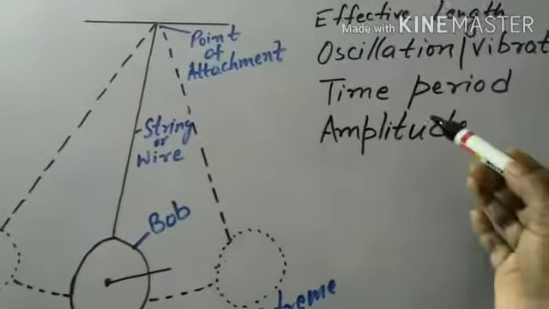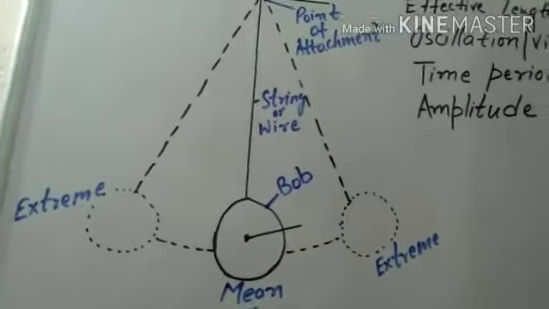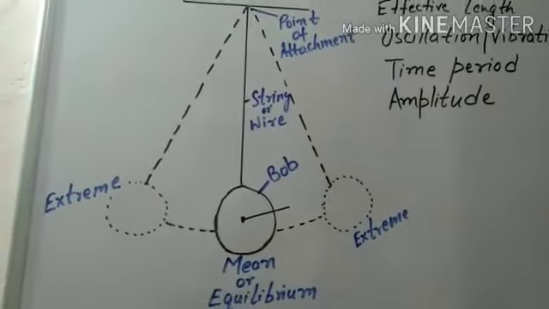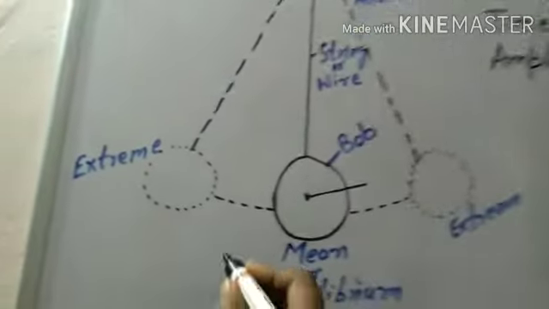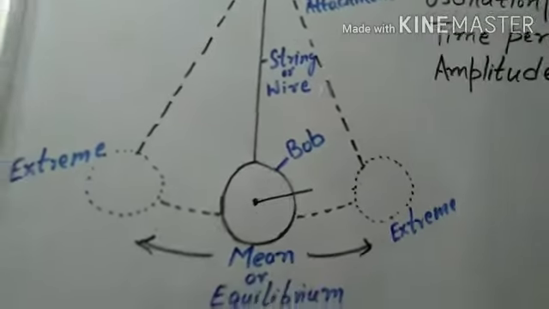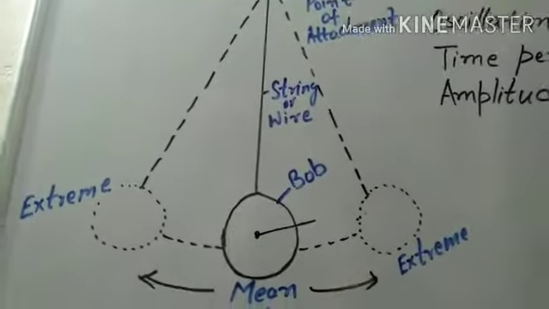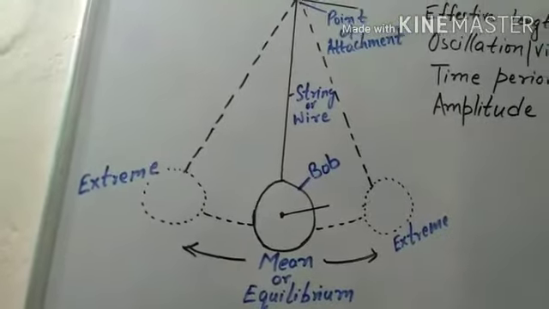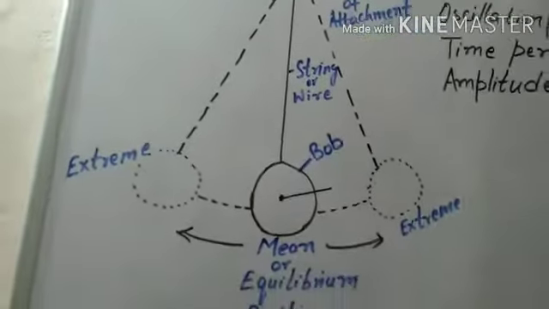Second is oscillation or vibration. The to and fro motion of a pendulum is known as oscillation or vibration. That means it moves this side and this side. One oscillation can be calculated when we stretch the bob and leave it. Then we will see that it starts swinging.